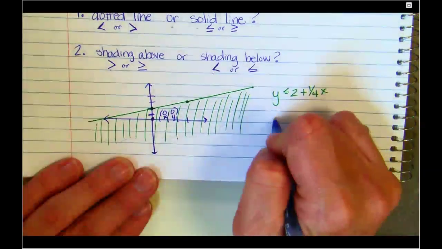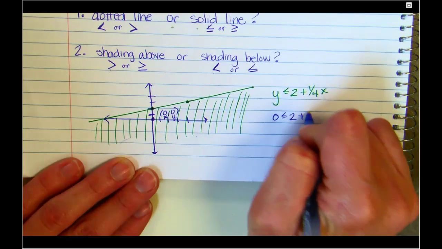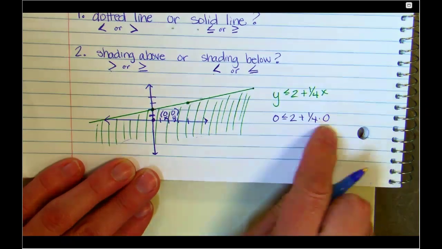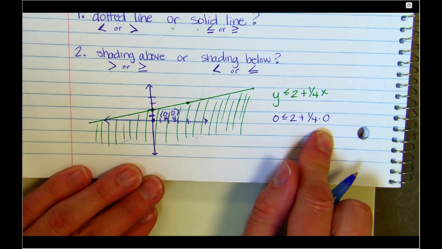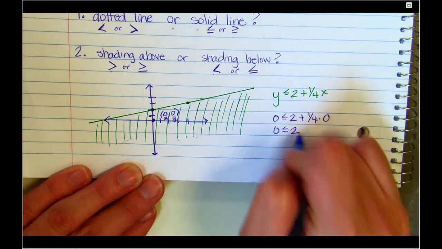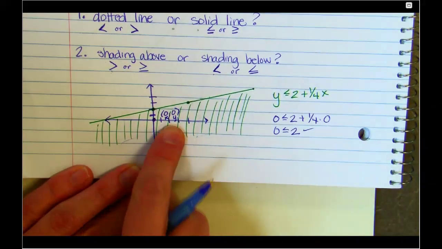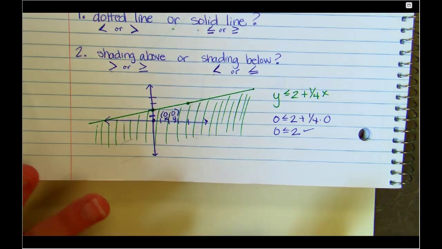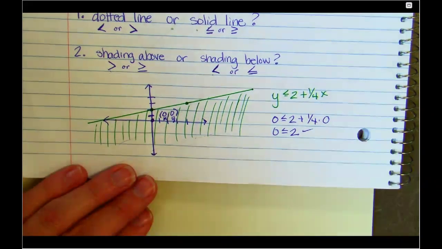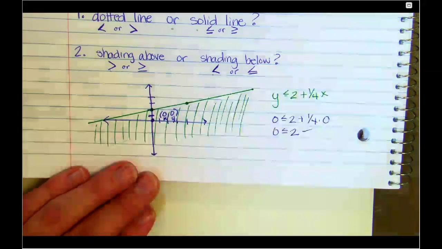So y is 0, x is 0. What's 1/4 times 0? 0. Is 0 less than or equal to 2? Yes, it is. That's a true statement. It's in the shaded area. Let me show you another one. I'll let you pick next time.